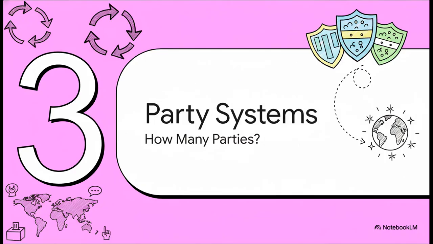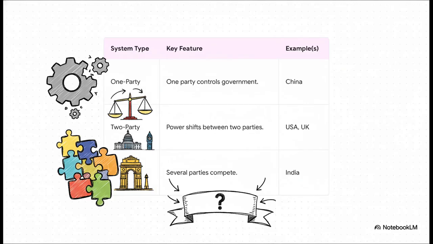We'll now talk about the different types of party systems that we can find across the world. This table here illustrates the 3 main systems perfectly. Now, a common mistake students make is to think that one system is better than another, but that's not the case. The right system really depends on a country's unique social and historical circumstances.